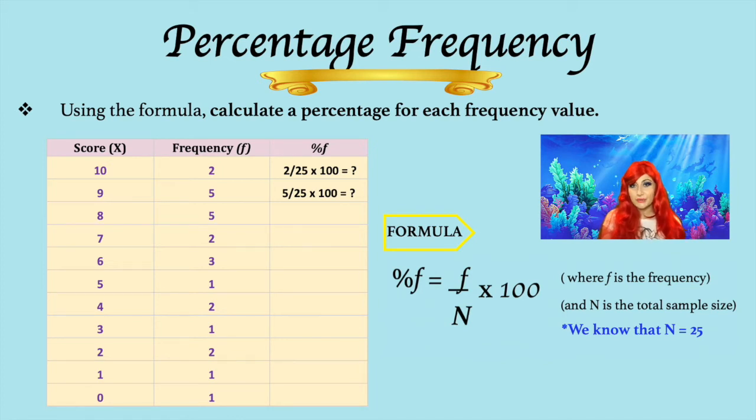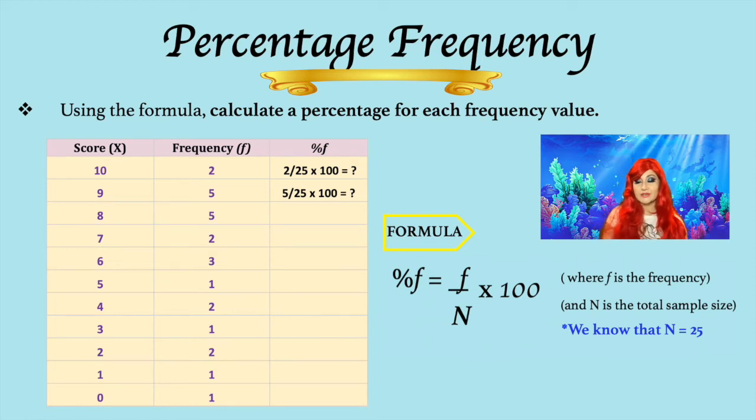If you take 2 and you divide it by n, that means you will be dividing it by 25, since we had 25 total people in our data set. Once you do 2 divided by 25, you're going to go ahead and multiply that by 100 and see what you get. Once you complete that, go ahead and try the next one.